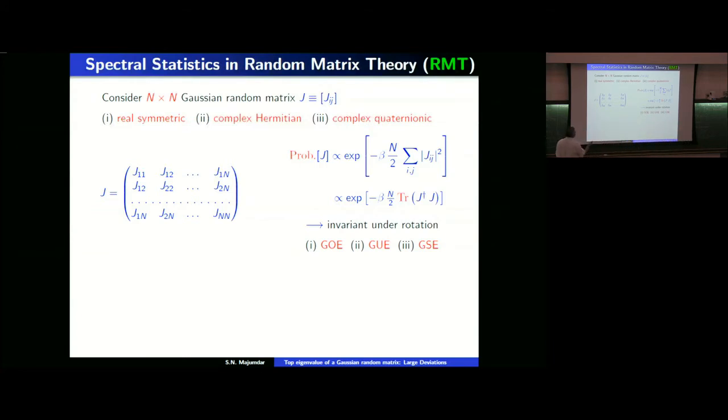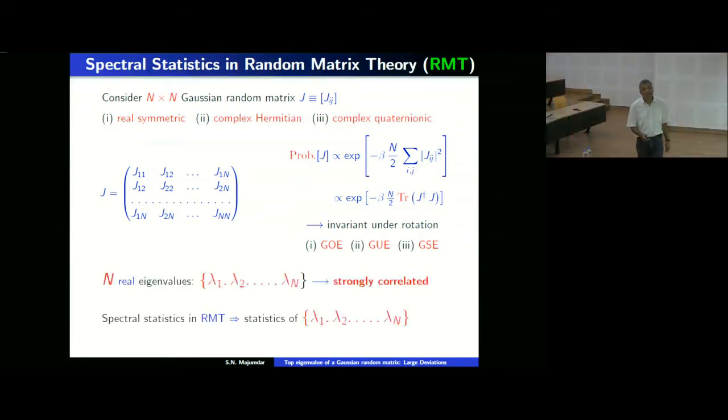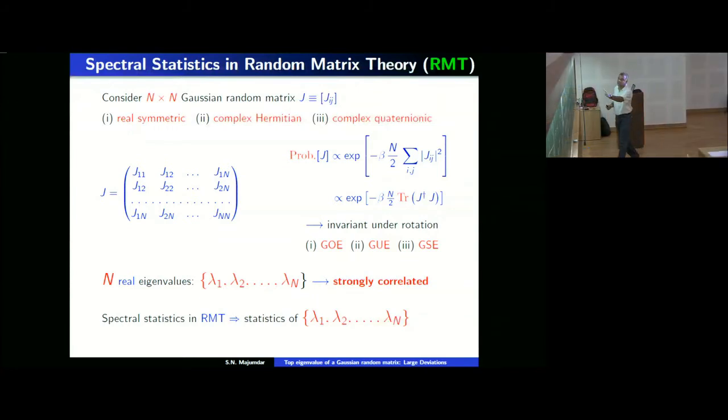Once you have specified the distribution of the entries, now I diagonalize this matrix and I get n real eigenvalues. And we'll see in a minute that these eigenvalues actually happen to be very strongly correlated. Okay, and the whole game of random matrix theory is to understand the spectral statistics of these eigenvalues. What can we say about the statistics of these lambdas? So this is all about random matrix theory essentially.